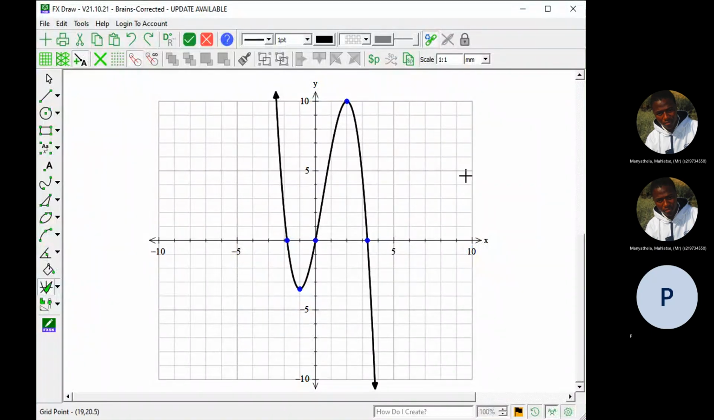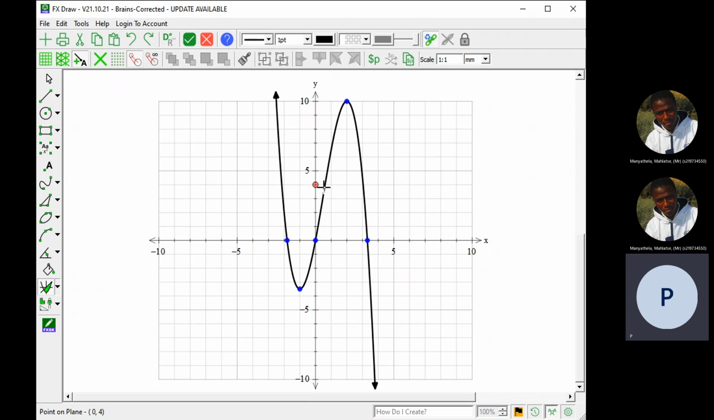Do you see the graph? Yes. Okay, let's try to locate the point x equal to 1 over 2. It should be somewhere here. So at this point, it is when the graph changes from increasing to decreasing. It changes from positive to negative.